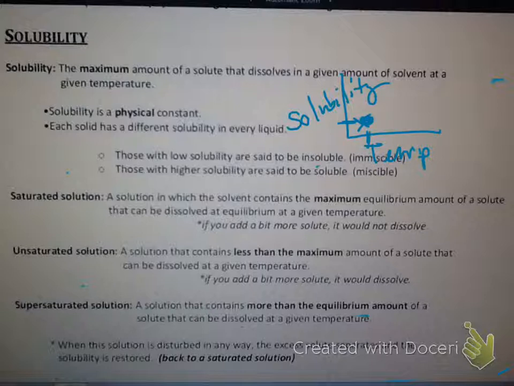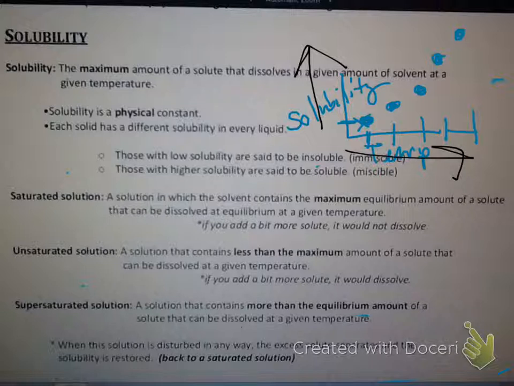At 25 degrees Celsius, maybe you're at 0.2 grams. But as you increase the temperature, maybe to 30, maybe you'll get a little bit more in. And then you go to 35, you'll get a little bit more. 40, you'll get more. 45, you'll get more. So for most solids, as you increase the temperature, you increase the solubility, or the amount of solute that will dissolve into that solvent. So they increase.